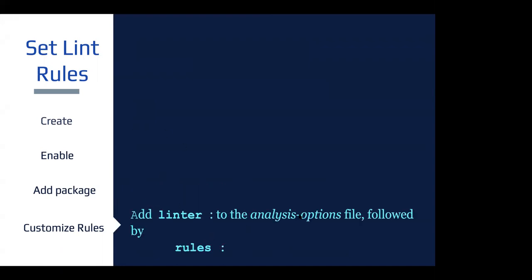In the analysis_options file, there's a structure that it has, and having in mind that it's a YAML file, and YAML files are usually case sensitive, you have to be keen on how to add these rules. In an existing old Flutter project, you'll have to add the linter after creating the analysis_options file. Now you add the linter, then below it, add the rules. Then below the rules is where you start adding the rules. I'm going to show you all this, but in a new Flutter project, it's going to have this already, so you won't have to add them afresh.